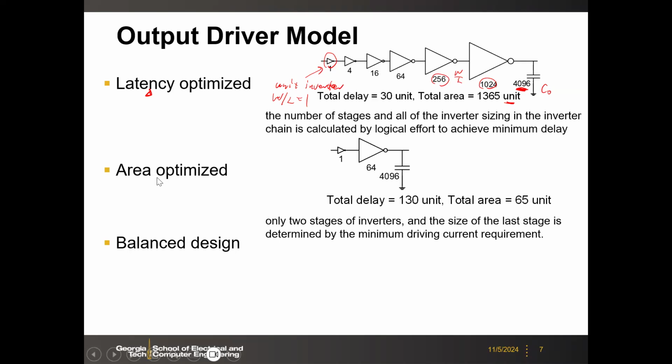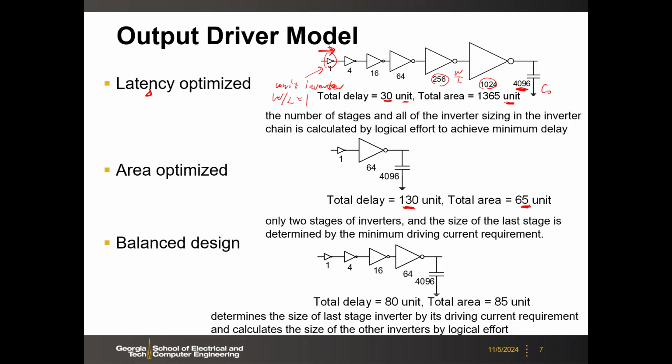For example, here you can just have two stages. Then this is more area optimized. In this case, to drive the same capacitance, the total area only needs 65 unit area. But then the delay, you see, changes from 30 to 130 unit delay. Unit delay means the delay to propagate through one unit size inverter. So you trade off between the delay and area. So you can balance those two.